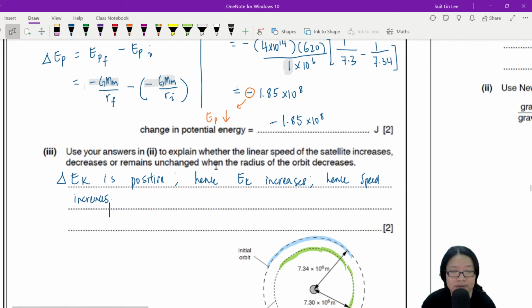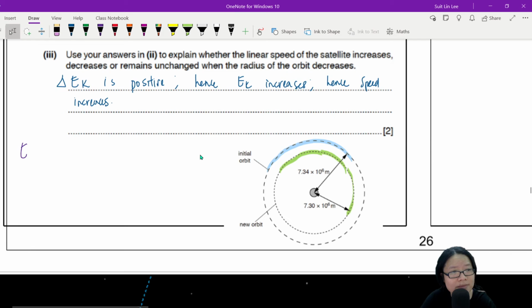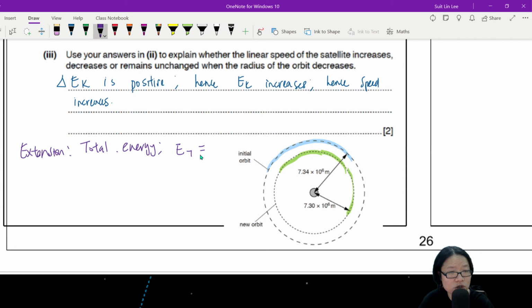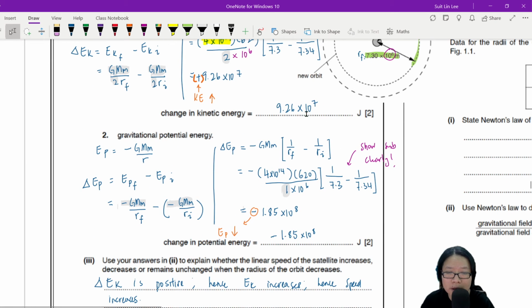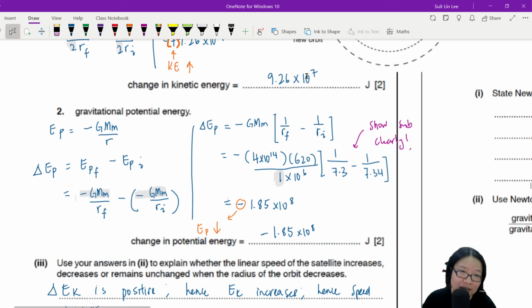I guess the second question would be, okay, this is extension, gonna write here in different color. The second question would be, what happens to the total energy of the satellite? Extension. What about total energy? Total energy, the equation, is the total mechanical energy specifically. I call this ET, not extraterrestrial, just total energy. Total energy will be kinetic energy plus potential energy, correct? So your kinetic energy increases by this amount. But your potential energy decreases by a larger amount. So if I increase by 10 to the power of 7, but then another energy decreases by 10 to the power of 8, this means my total energy is actually dropping.